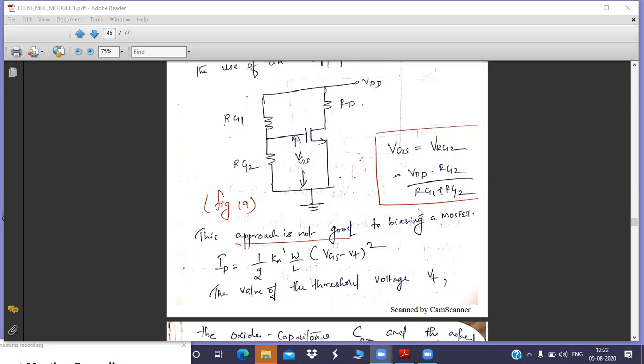By fixing RG1 and RG2 appropriately, like 2 mega ohm or 3 mega ohm, you can fix the voltage across the gate and source. That is nothing but equal to VRG2. Understood? So this is a way of fixing VGS. And once you have fixed VGS, that is going to predict the exact value of ID.